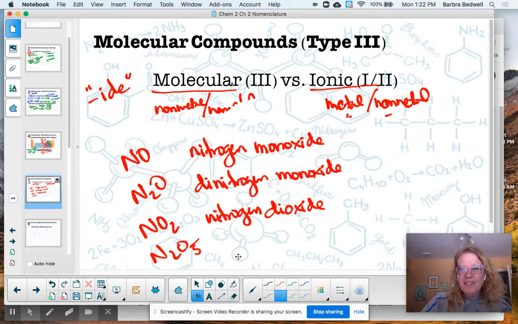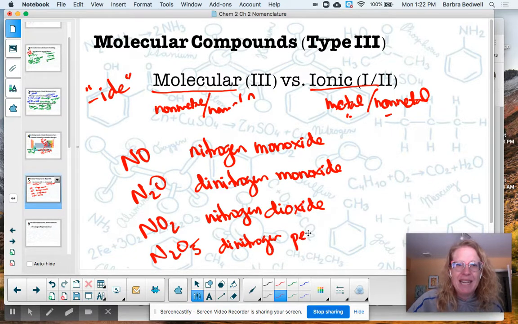And then this last one, you're going to have 2 different numeric prefixes, so give it a sec, see if you can figure out what it would be. You're going to have a numeric prefix on each one. Got it? Dinitrogen pentoxide. We don't say pentaoxide. If the second element begins with a vowel, then we don't need the A. If the second element begins with a consonant, then we need the A. So like you do pentafluoride, but you just do pentoxide. That's why sometimes it's pent or penta. Same thing with tet and tetra and all those kinds of ones.